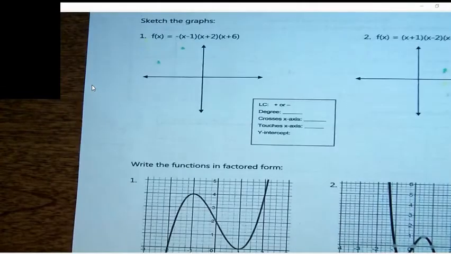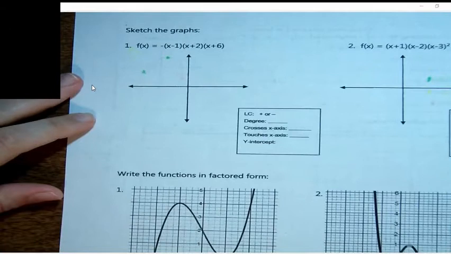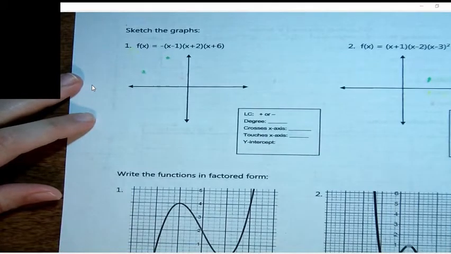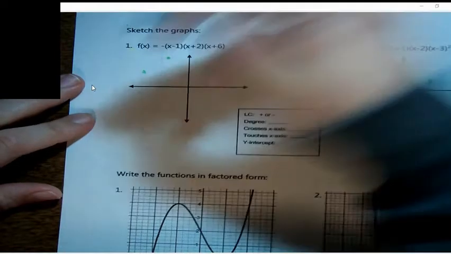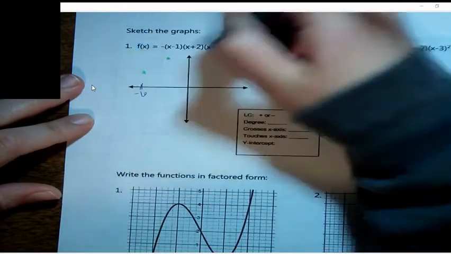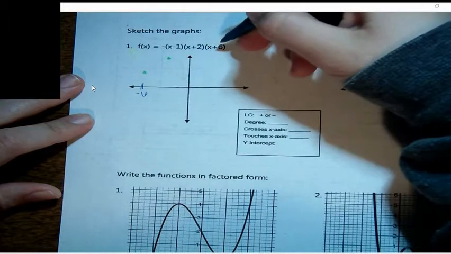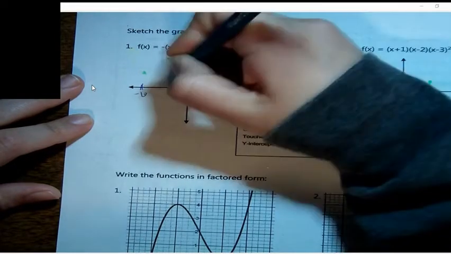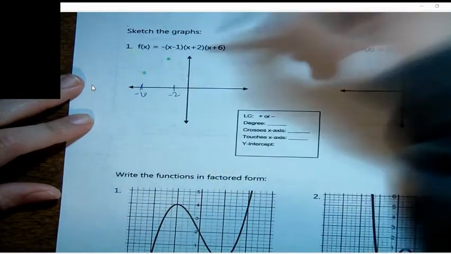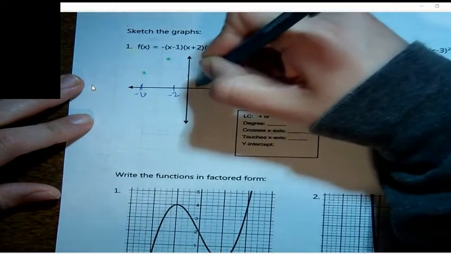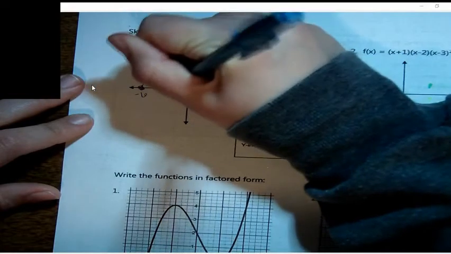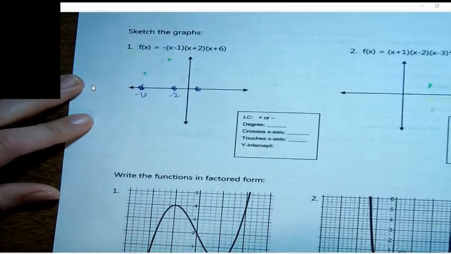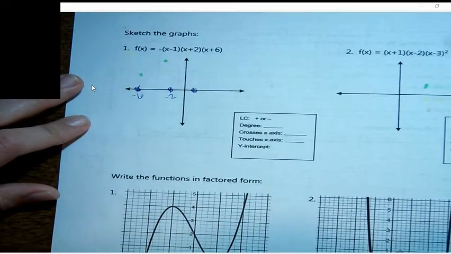So on the back, we have some practice functions. It asks us to sketch the graphs. So for the first one, we can see our roots here, here, and here. So we're going to have a root at -6. That comes from this. Oops, sorry. We're going to have a root at -2. That comes from this one. We're going to have a root at +1. Okay, so we know that we have to pass through this, this, and this point. We know our leading coefficient.